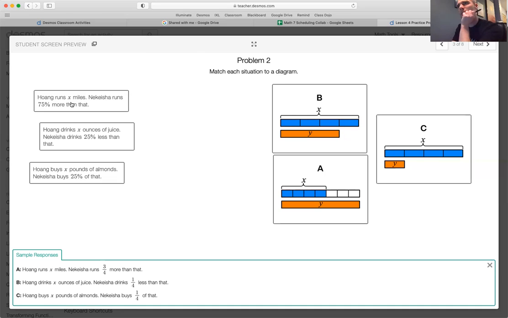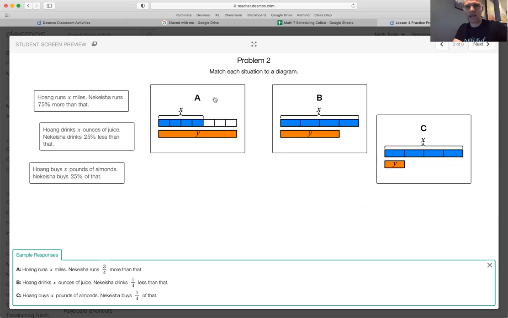So Wong runs X miles. Nikisha runs 75% more than that. Okay, so Nikisha ran 75% more or further than Wong. So I've got to find one where there's an X bar and then another bar that's going 75% beyond that, right? And so I look at this A diagram.